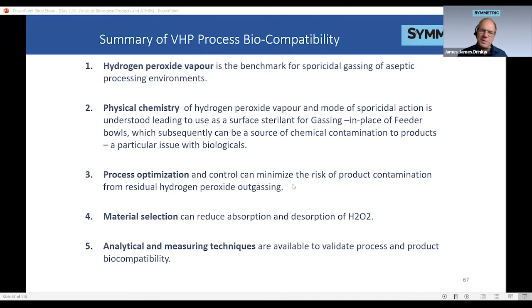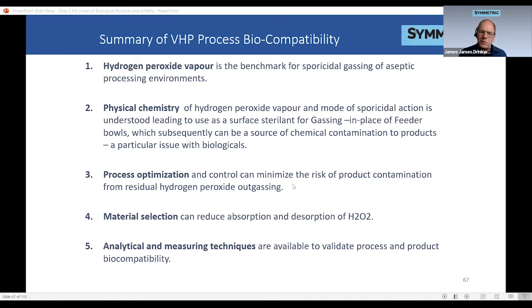You need to optimize the process to minimize the amount of peroxide that you create. A very badly developed cycle will give you much more biocompatibility challenges than you need. The material selection will impact your endpoint because of the amount of absorption and desorption, and that applies as much to the filling line or the polymers that they use, your gloves as well.